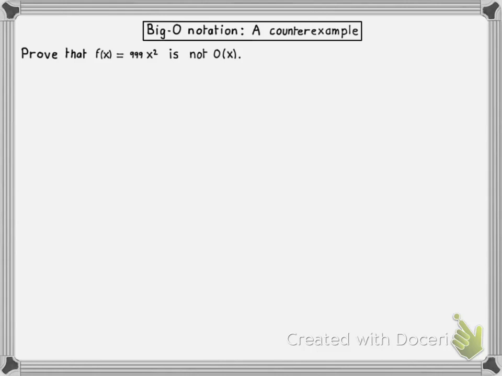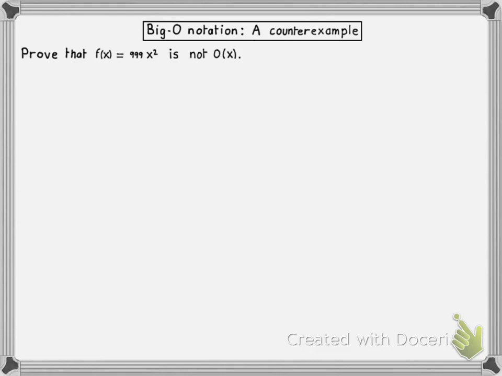What that would mean is that when x is large enough, then this function would be upper bounded by a constant times x. Well, intuitively, that's not possible because when x gets large enough, x squared gets much larger, much faster than x. So even if you take a huge constant in front of the x here, x squared is eventually always going to overcome that constant times x. But that's just an intuition.